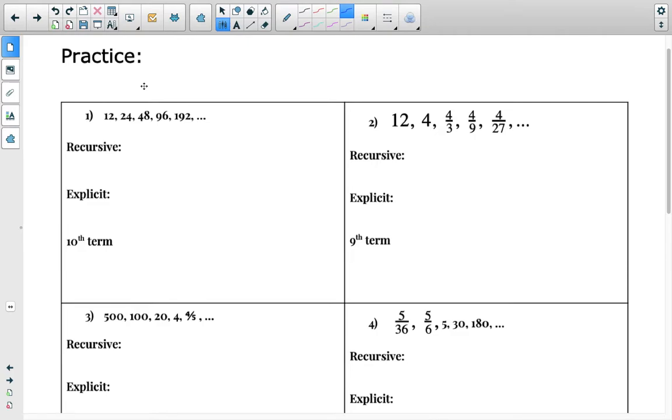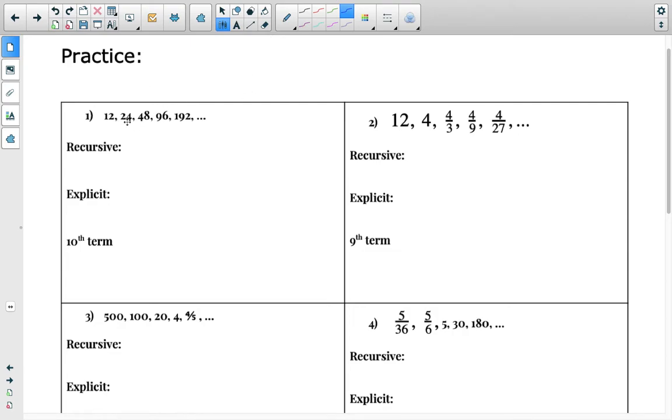This video is on geometric sequences. We're going to do some practice problems to find the common ratio, our a sub 1, our recursive and explicit equations, and then we're going to be able to use that to determine the term that we want to find. So question 1, we have the sequence of 12, 24, 48, 96, 192.